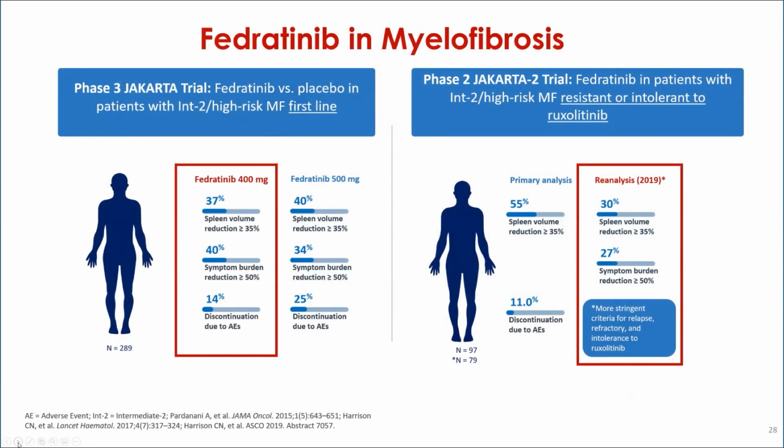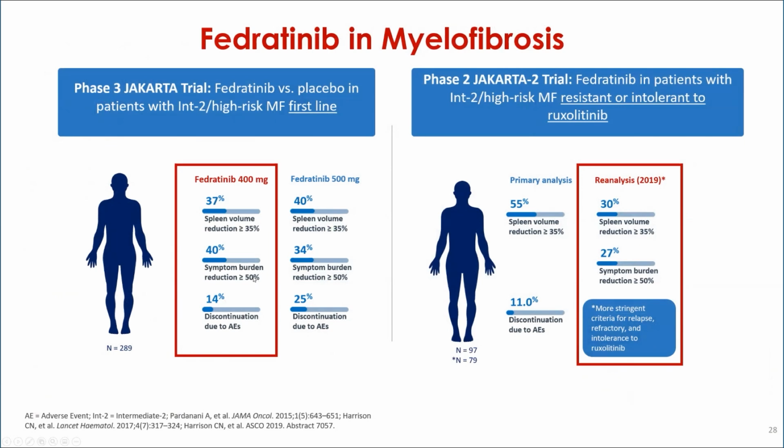Fedratinib is another JAK inhibitor approved for the same or similar indication as ruxolitinib, for intermediate-2 and high-risk patients. And if you look to the left, this is the study that led to its approval for intermediate-2 and high-risk patients in the first line. No comparison here to ruxolitinib. Unfortunately, we don't have that. It was placebo-controlled. And fedratinib at the dose of 400 milligrams daily has been approved based on the ability to help about 37 to 40% of patients by this official response criteria. Again, most patients improve.